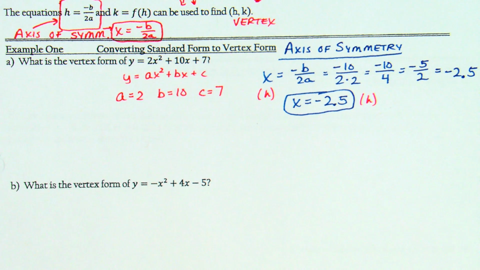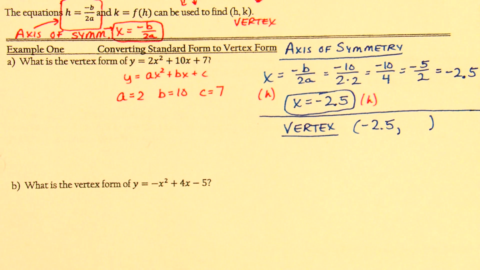Okay, so remember, I keep saying this. The first number in your vertex is your axis of symmetry. So it's x equals negative 2.5. How do I find the second number in my vertex? If I know H now, how do I find K? That's what we've got to figure out here. Kendra? Can we use the formula that they have at the top, K equals F of H?